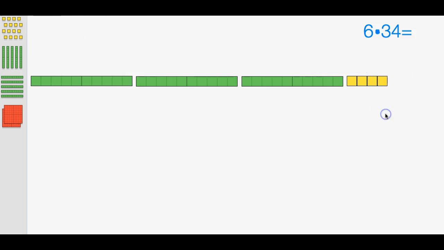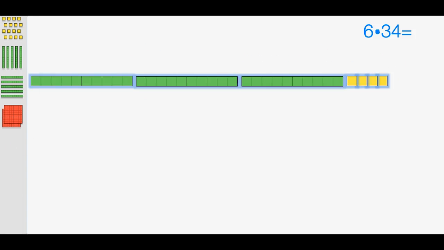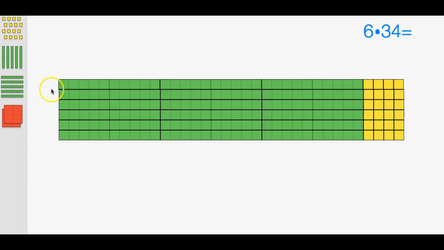So here I have my one group of 34. I'm going to go ahead and make the rest of my 34. Pause the video if you need to. Okay, so you can see that I have my 10, 20, 30, 31, 32, 33, 34, and I have that 6 times. 1, 2, 3, 4, 5, 6. And you should have the same thing.